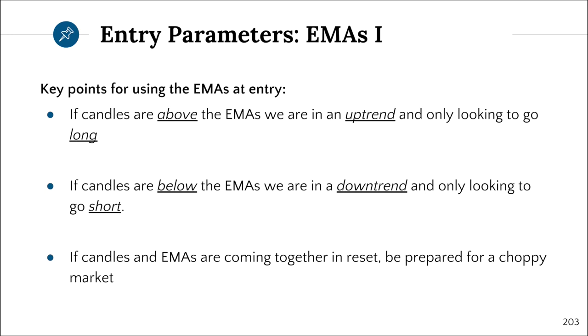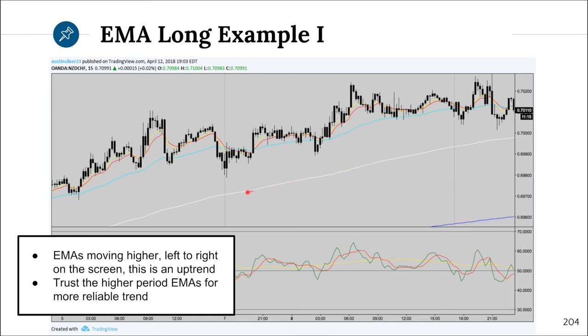If the candles and the EMAs are coming together in reset, you want to be prepared for that choppy market that we're talking about. You're going to be able to confirm that choppy market using the TDI, using the positioning, the value of the Liquid 50 and the RSI. So let's get into a few examples of each direction that you could see these EMAs potentially trying to induce you to trade. Here, you can see left to right, the EMAs are clearly moving higher. EMAs moving higher left to right on the screen.